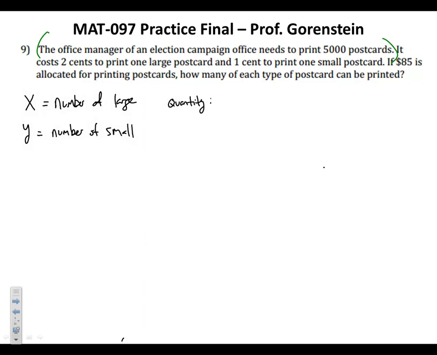So for quantity of postcards, the total number is 5,000. So the number of large plus the number of small together should equal 5,000. So the number of large, we're using the symbol X. Number of small, we're using the symbol Y. So X plus Y should equal 5,000.